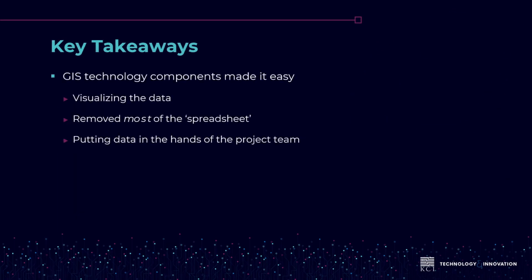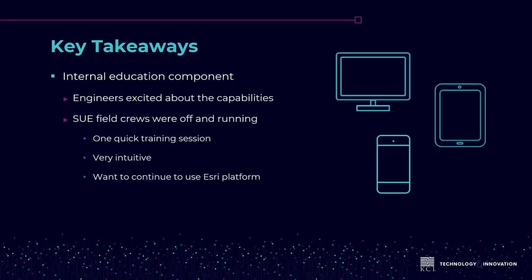So some key takeaways. Obviously, the GIS technology made this very easy. Again, from visualizing the data, it removed most of the spreadsheet. Obviously, the inventory was a spreadsheet, but from the data collection side, it could get rid of the spreadsheet. And then it really put the data into the hands of the project team. This, of course, was huge.